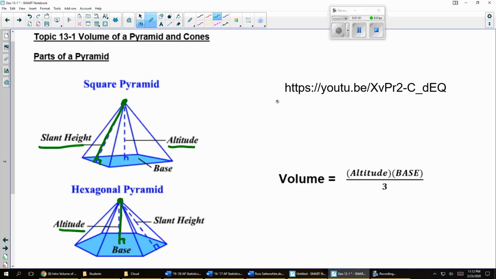The formula for the volume is the area of the base, whatever the base was, use that formula for the area of the base, times the altitude divided by 3, just like you saw in the previous video. So let's look at an example.